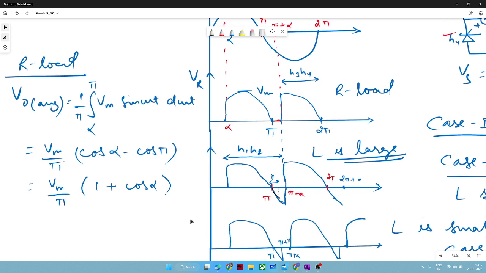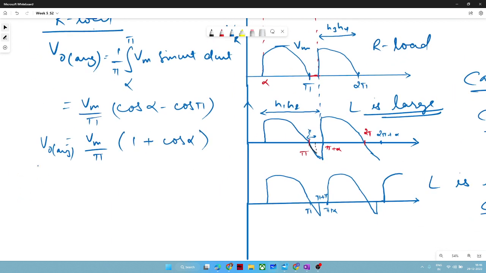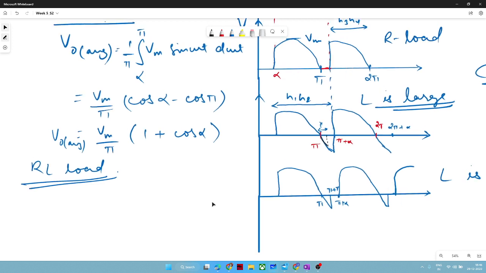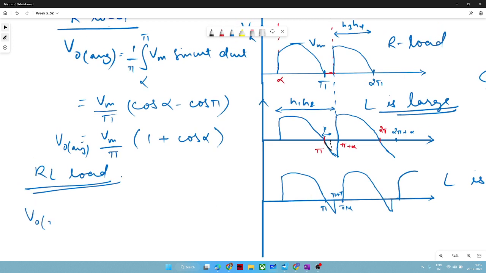What we were getting in the uncontrolled rectifier was V naught equal to 2 Vm by pi. You can verify it at this stage: if you put alpha equal to 0, you will get cos 0 equal to 1, and it will again be 2 Vm by pi. Then you can be satisfied that your calculation is correct. So this is V naught average for R load. Now for RL load, we can do the same thing because we have the waveform in front of our eyes. We know that it starts its conduction from alpha.